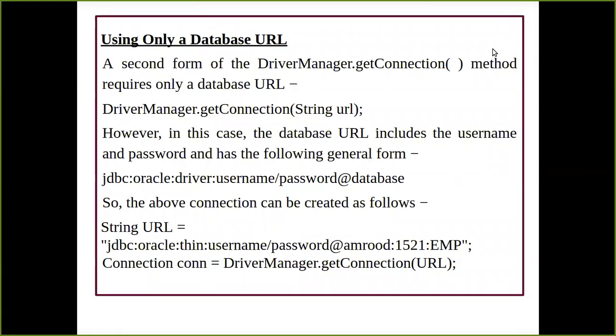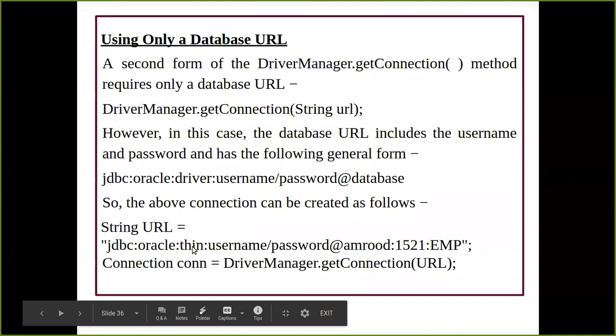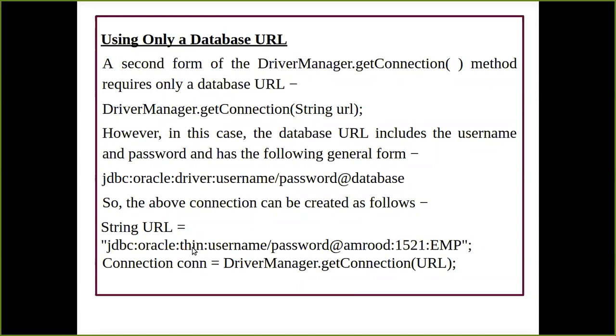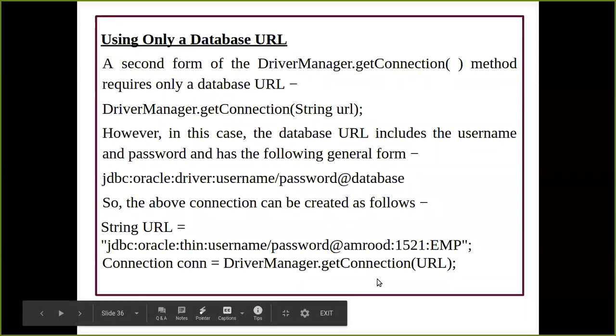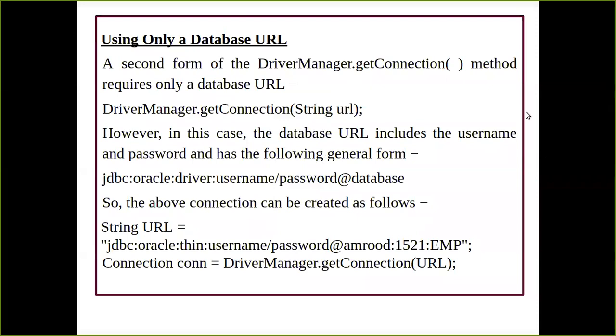Now, I'll just continue with this. We have a second option where we have only the string URL. That URL also has a different format, because we are considering that we are going to have a database along with the username and password. So how are we going to write it? Again, jdbc:oracle, then you have the thin driver, which is already in the syntax you have to follow. So jdbc:oracle:thin, then your username and password at the rate.